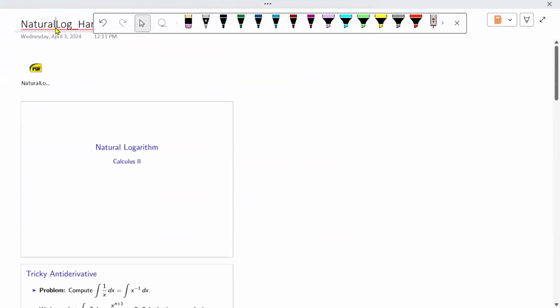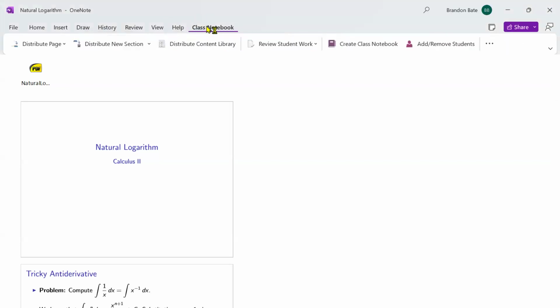All right, so the next topic we're going to discuss is called the natural logarithm. And so let me share this with everyone.